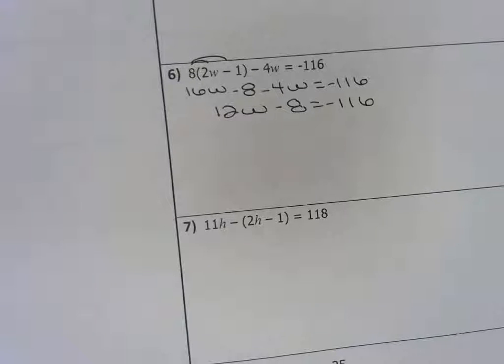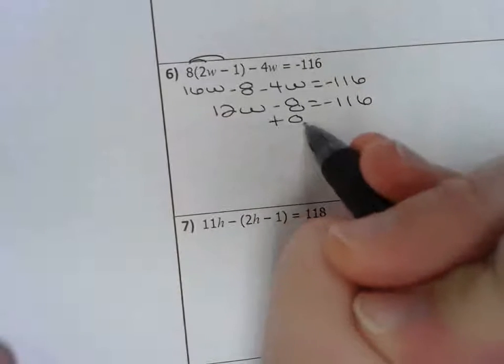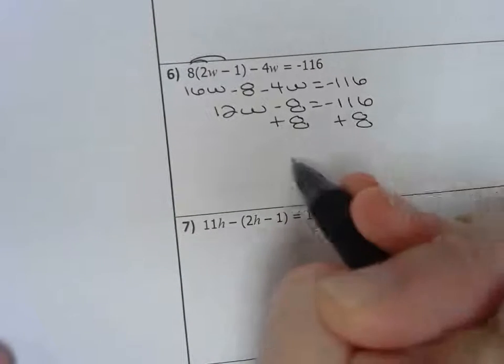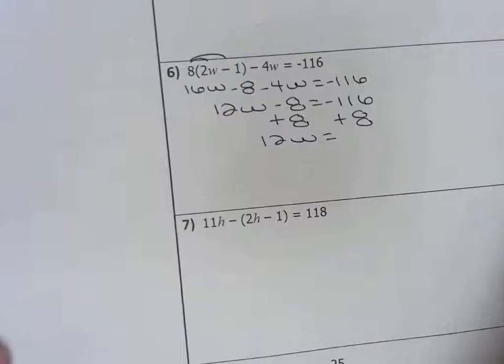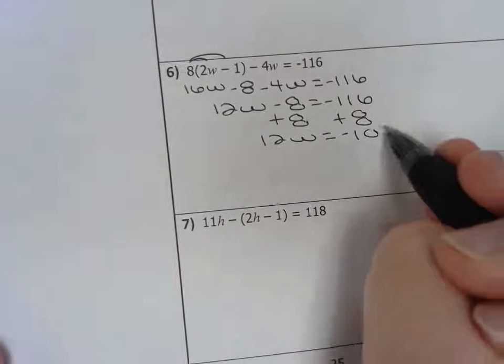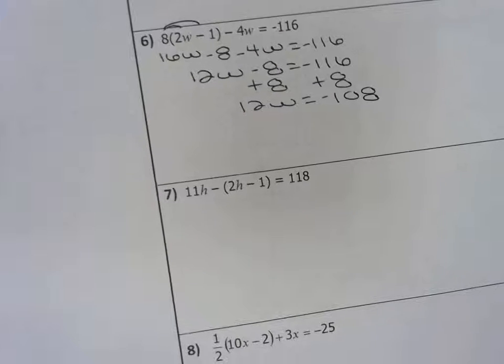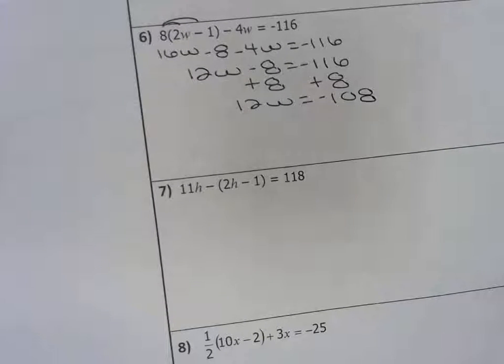Okay, next thing. Let's see. Will, what do I do next? Add 8. Yep, solve it like an equation we did last unit. So 12w equals -108. Use a calculator. Get used to using that. Most of you guys will be able to use that on almost everything, so you get used to using it. Okay, use it to your advantage.